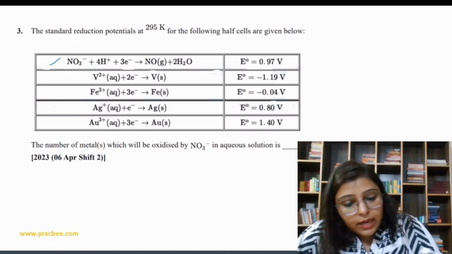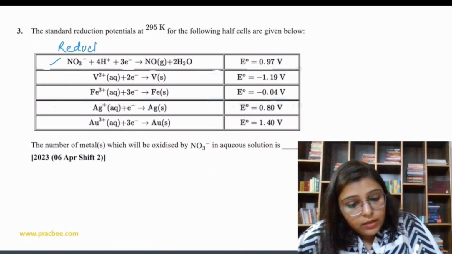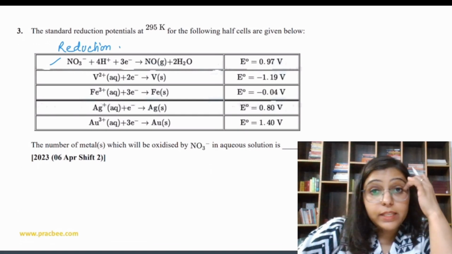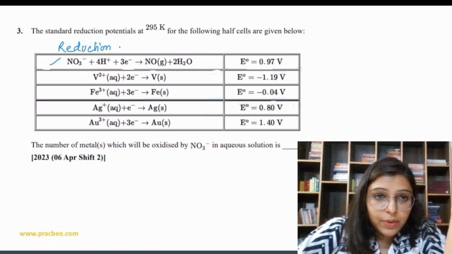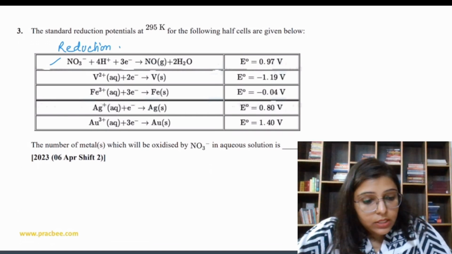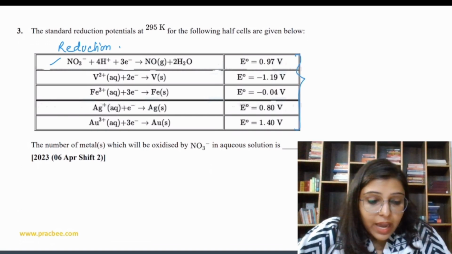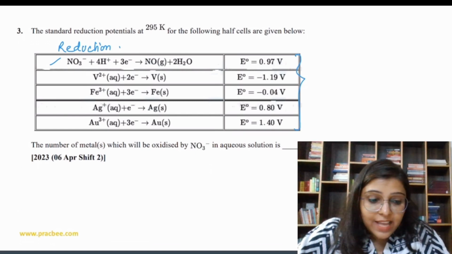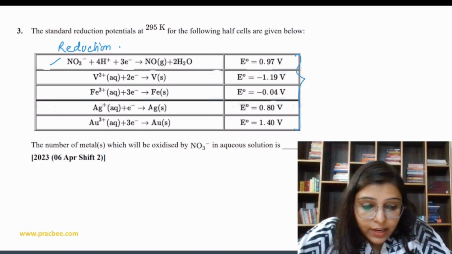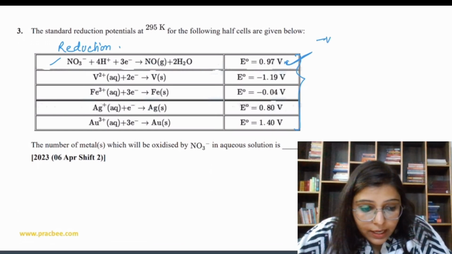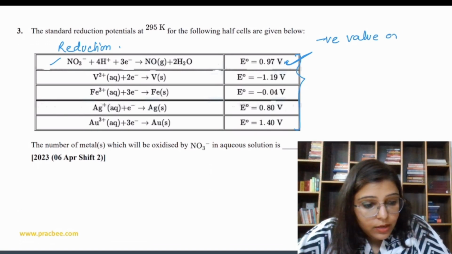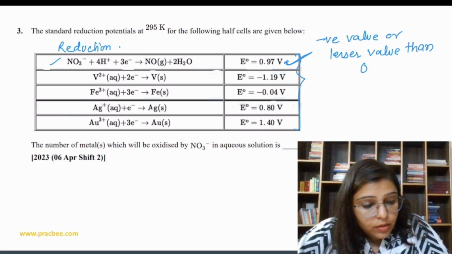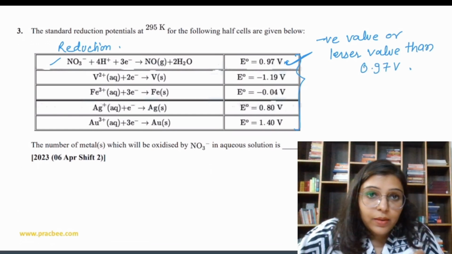So if you see this reaction, this is the reduction. Oxidized by NO3 means NO3 can oxidize other metals and reduces itself. So these are all reduction potentials. We have to find the E naught which has a negative value or a lesser value than 0.97 volt. Why? Because then only that metal can be oxidized.